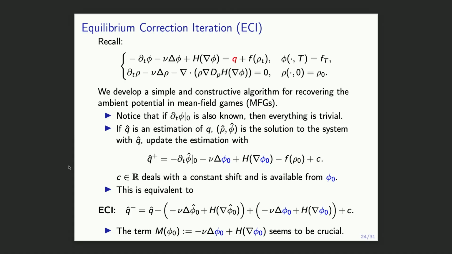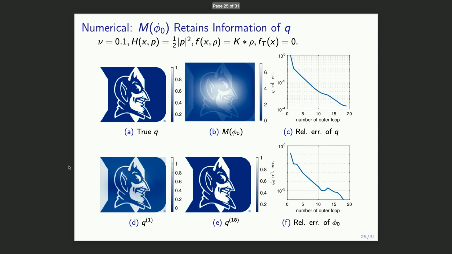It's available, it's computable. So if you insert the Hamilton-Jacobi equation into this partial t phi hat, you will see that this update is essentially taking the difference between these two terms that is evaluated at the value function. So it seems like this term from the measurement is very crucial. And let's look at numerically what we have.